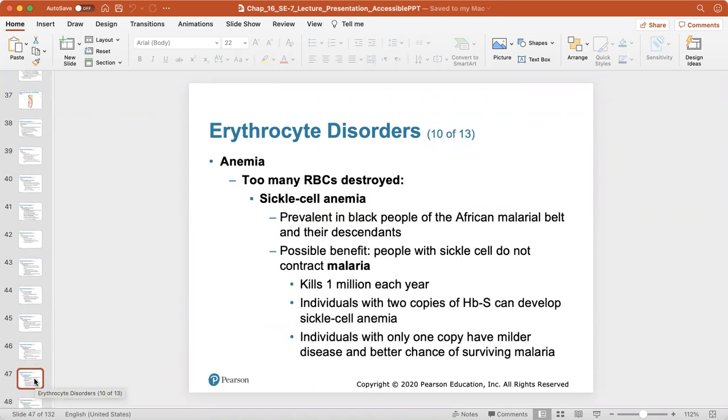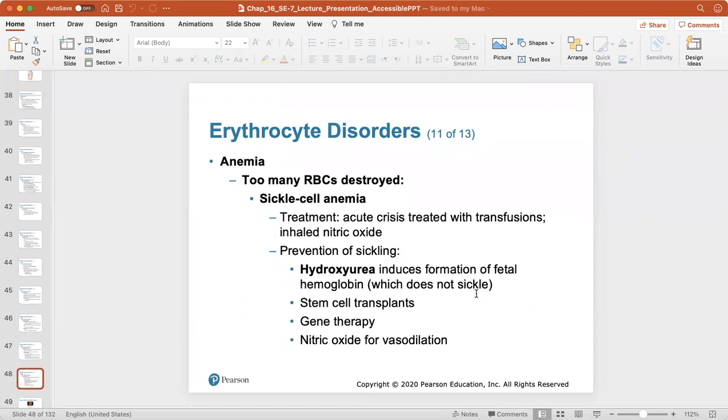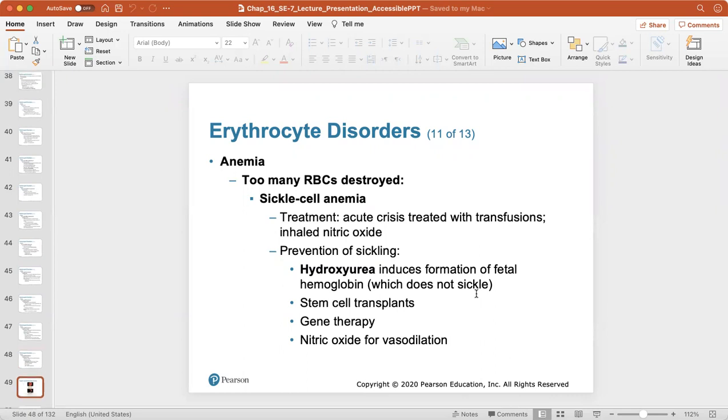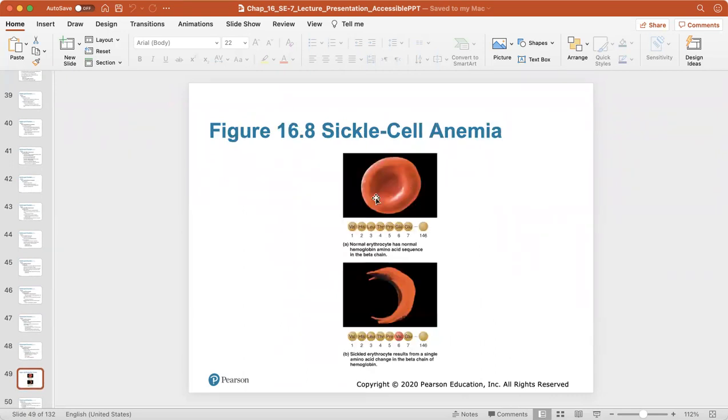Sickle cell anemia is more prevalent in African Americans, usually due to malaria. A possible benefit is that people with sickle cell anemia do not contract malaria at all, but it does kill about 1 million per year. And sickle cell anemia is passed on genetically. We'll talk about that when we get to genetics a little more. Treatment is usually gene therapy, stem cell treatment, with acute crisis treated with transfusions and inhaling nitric oxide. So this is a look at a normal red blood cell and what sickle cell red blood cells look like.